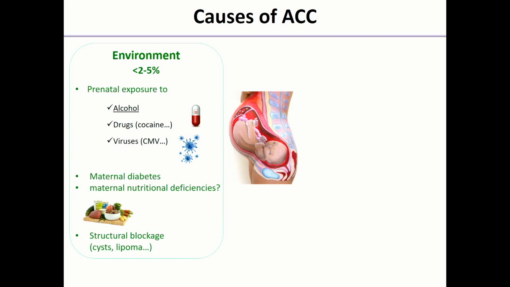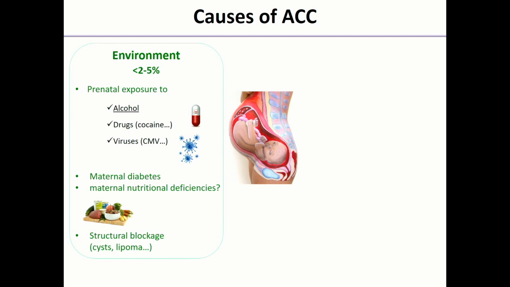Among the causes of agenesis of the corpus callosum, you can find maternal environmental factors like prenatal exposure to alcohol, drugs like cocaine, and also viruses. The most important cause is infection by cytomegalovirus. Maternal diabetes has also been associated with malformation of the corpus callosum, and although there are not yet really factors known to cause agenesis of the corpus callosum, it is probable that nutritional deficiency in the mother can also be associated.